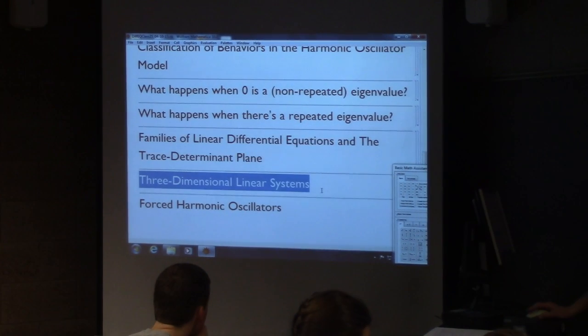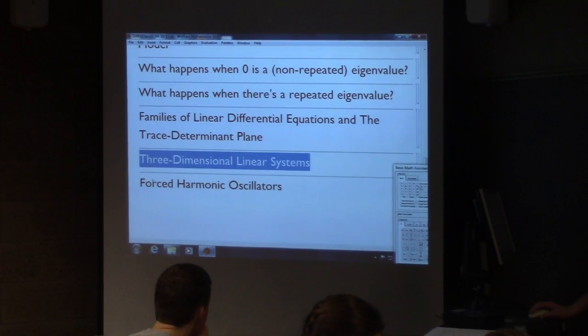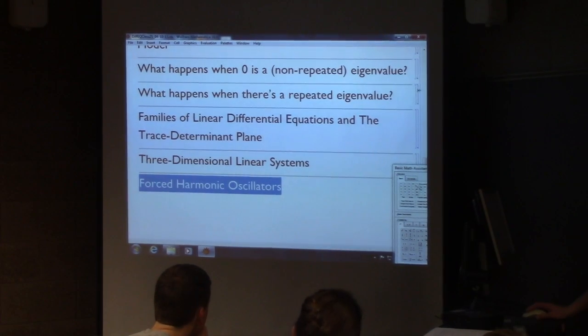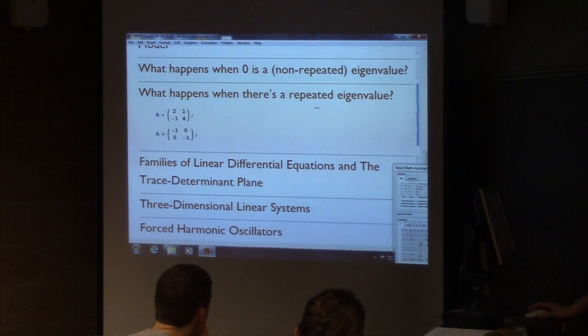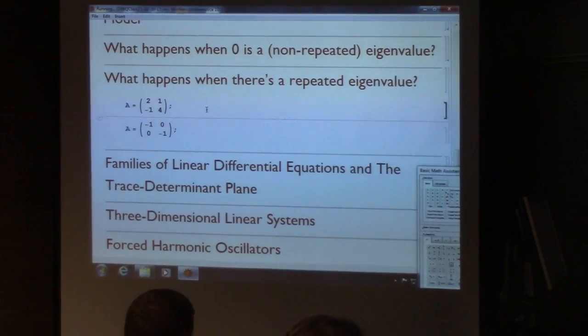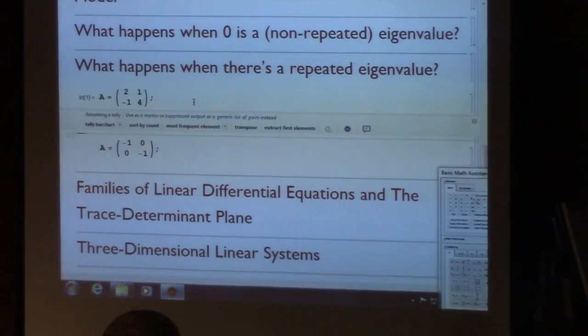Think briefly about three-dimensional linear systems. That's the end of chapter 3, and then start chapter 4 talking about what are called forced harmonic oscillators, where there's some sort of external force involved. What happens when there's a repeated eigenvalue? That's kind of tricky, actually. Here are a couple examples with repeated eigenvalues. I'll go ahead and enter this first one there.